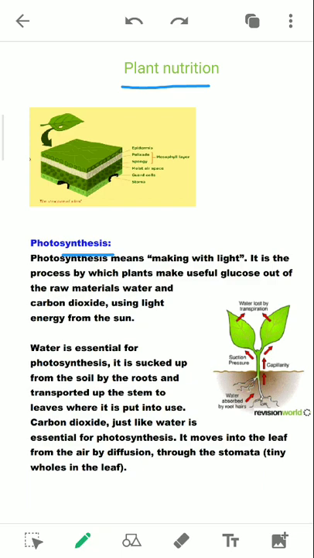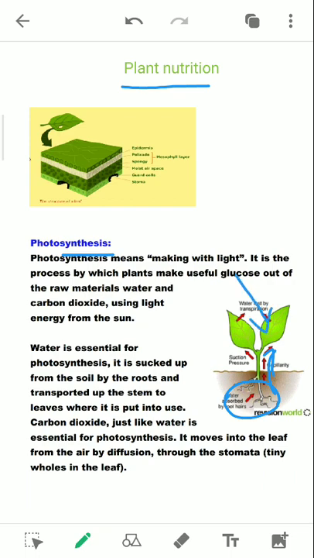Okay, water is essential for photosynthesis. It is sucked up from the soil by the roots and transported up the stem to leaves where it is put into use. Carbon dioxide, just like water, is essential for photosynthesis. Okay, now they are explaining where the plant gets all the ingredients. So plant gets the water through the roots from the soil. The soil has the water, so the roots go deep into the soil and suck the water. So this water moves up into the leaf where you get the sunlight, you already know.